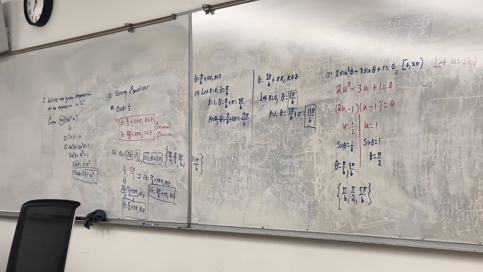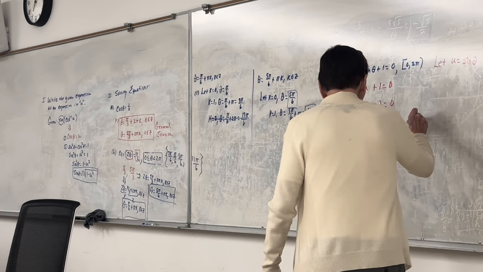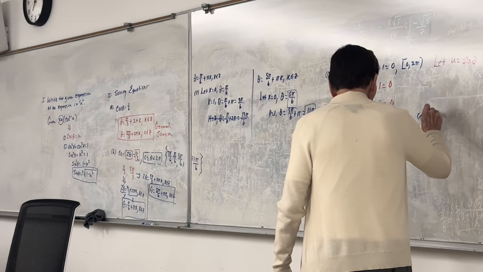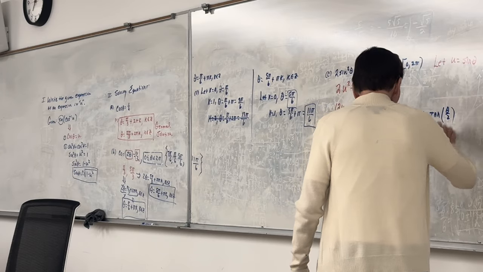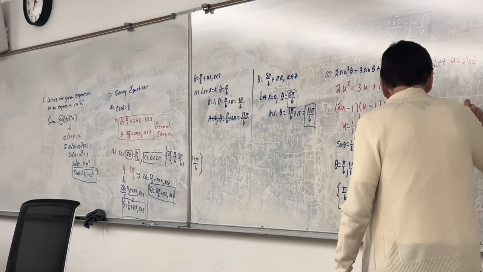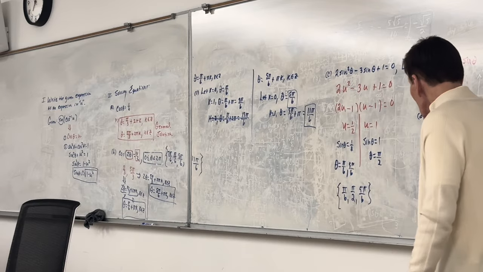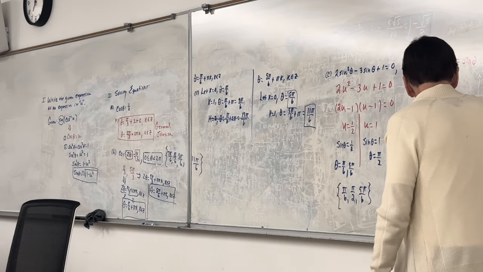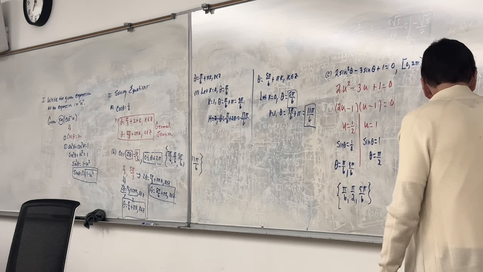Sarah, how many more of these are there? There's 3 more. Okay, tell me what the next one looks like. Tan of theta divided by 2 equals that over 3, with the restriction of parentheses 0 to 3 pi over 2. Whoa, whoa, whoa. Look like this.